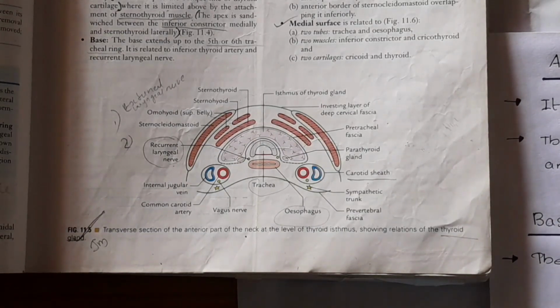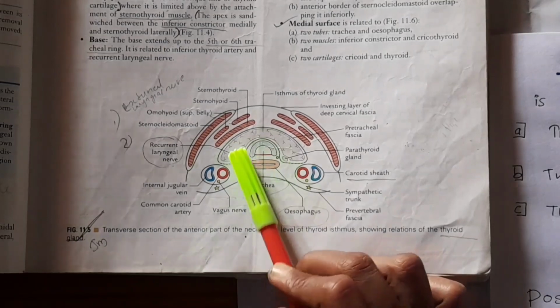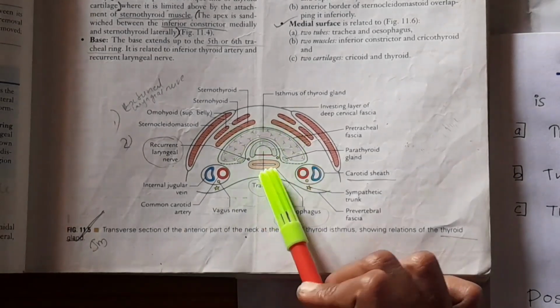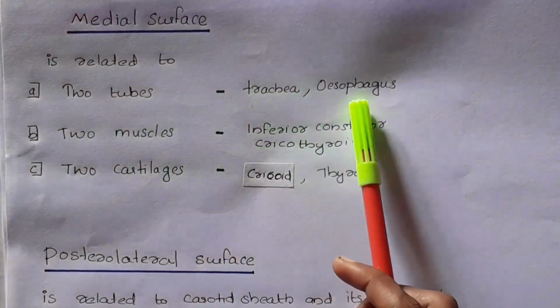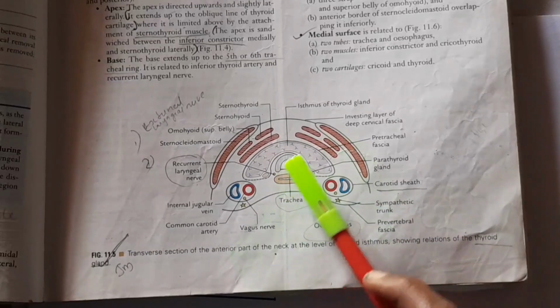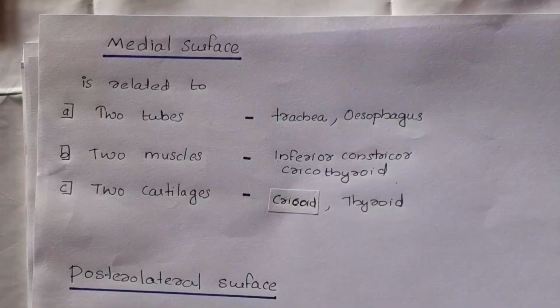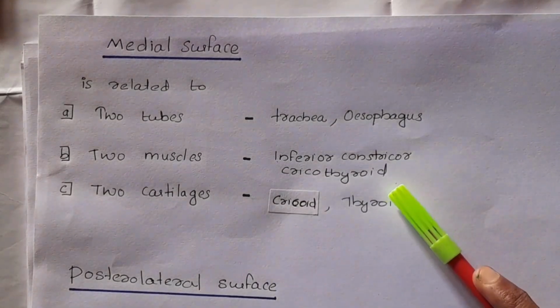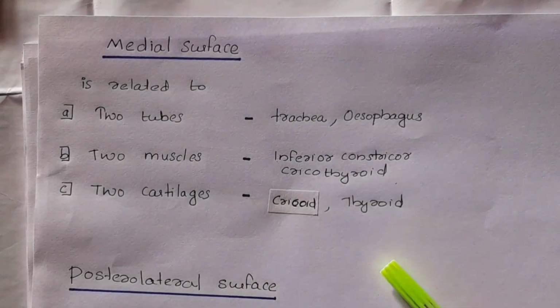And the next is medial surface. This is the medial surface. Okay. Medial surface is related to two tubes, trachea and esophagus. This is the trachea and this is the esophagus. Okay. And two muscles, inferior constrictor and cricothyroid, and two cartilages, cricoid and thyroid cartilage.